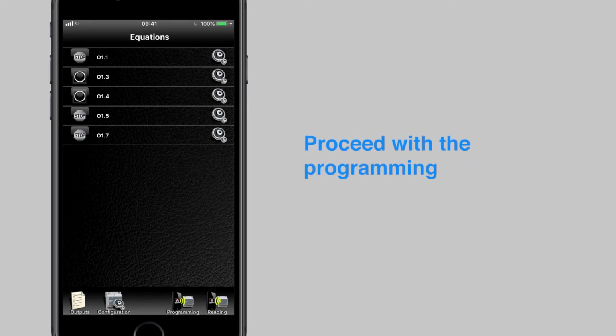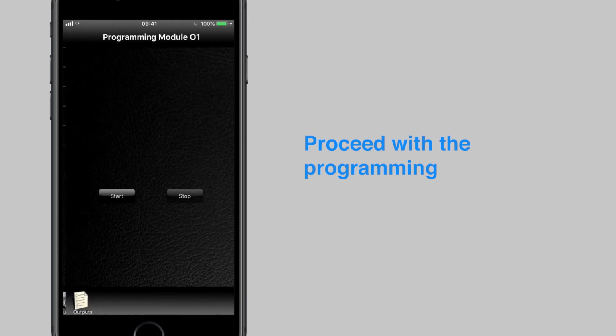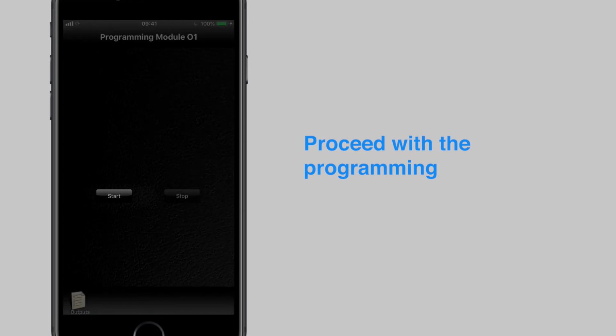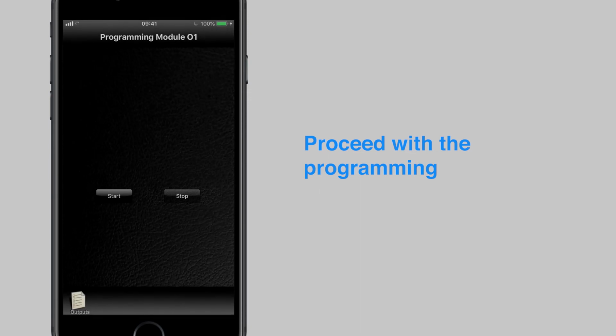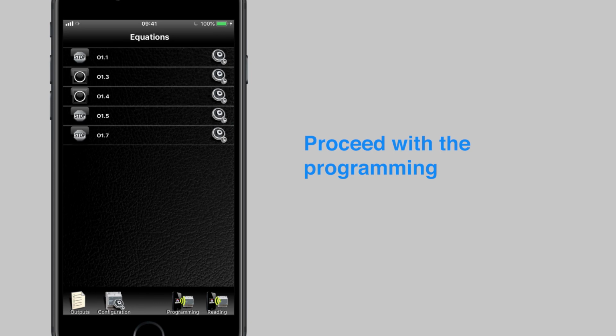Then press the Programming icon in the bottom right corner in order to program the settings and to transfer the new configuration. The Start and Stop buttons will appear. Press Start and wait for the completion of the operation, which will take a few seconds. Then it will be possible to verify the configuration that has been set.